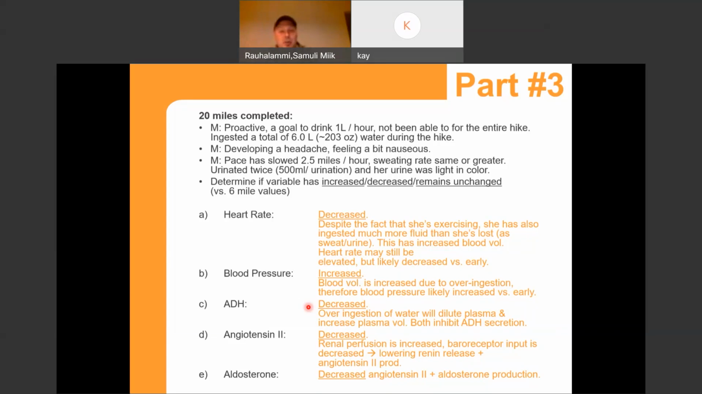Let's have a look at the angiotensin II and aldosterone. Both have decreased because the renal perfusion is increased and baroreceptor input is decreased. These both lead to lower renin release and lower angiotensin II production. Because angiotensin II production is down, aldosterone production is going to be down. So both angiotensin II and aldosterone are going to be decreased because we now have so much excess water in Maria's body. I hope that makes sense.